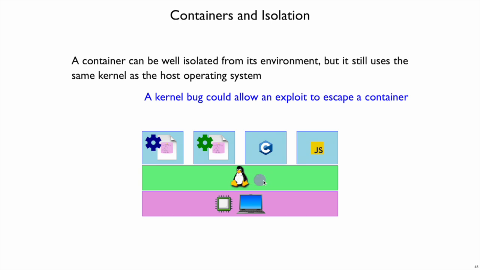So if you got a bug in your kernel here, that means that your containers, which are meant to be isolated from each other, might have some bug through the kernel that lets them influence each other. So sometimes even more isolation is in order.